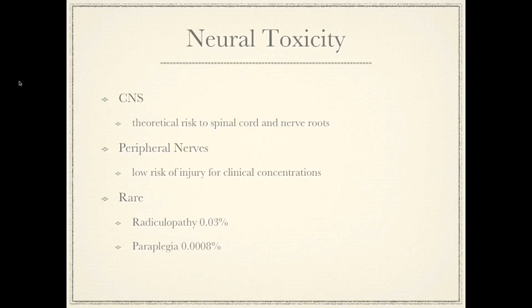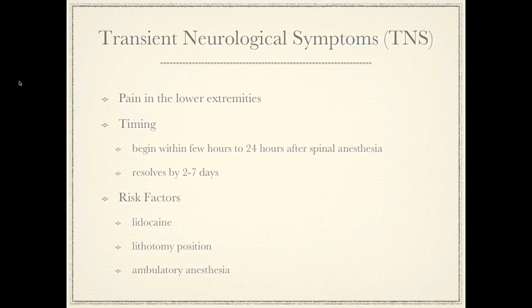So toxicity at the nerves: there's a theoretical risk to the spinal cord and nerve roots, and at the peripheral nervous system, low risk of injury, especially at the clinical concentrations of drugs used. Rare incidents of radiculopathy and paraplegia. The more interesting toxicity is transient neurological symptoms, otherwise known as TNS.